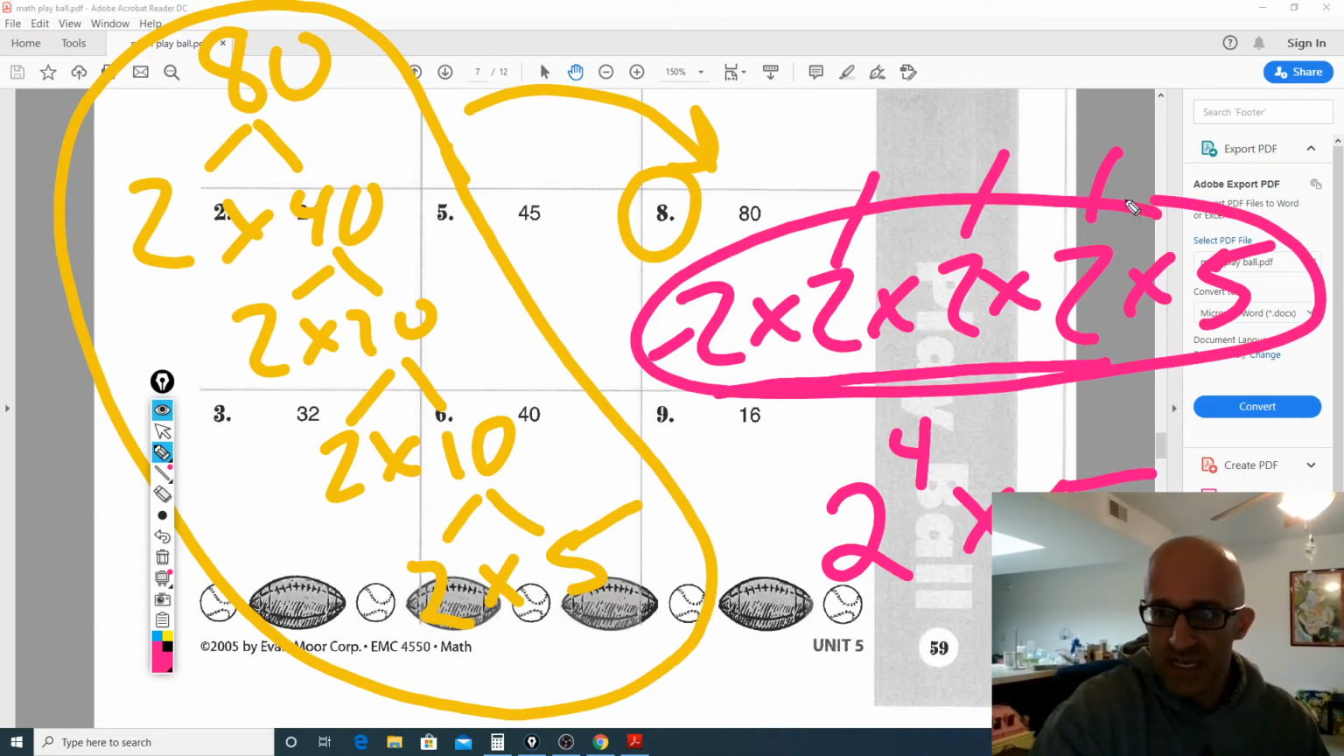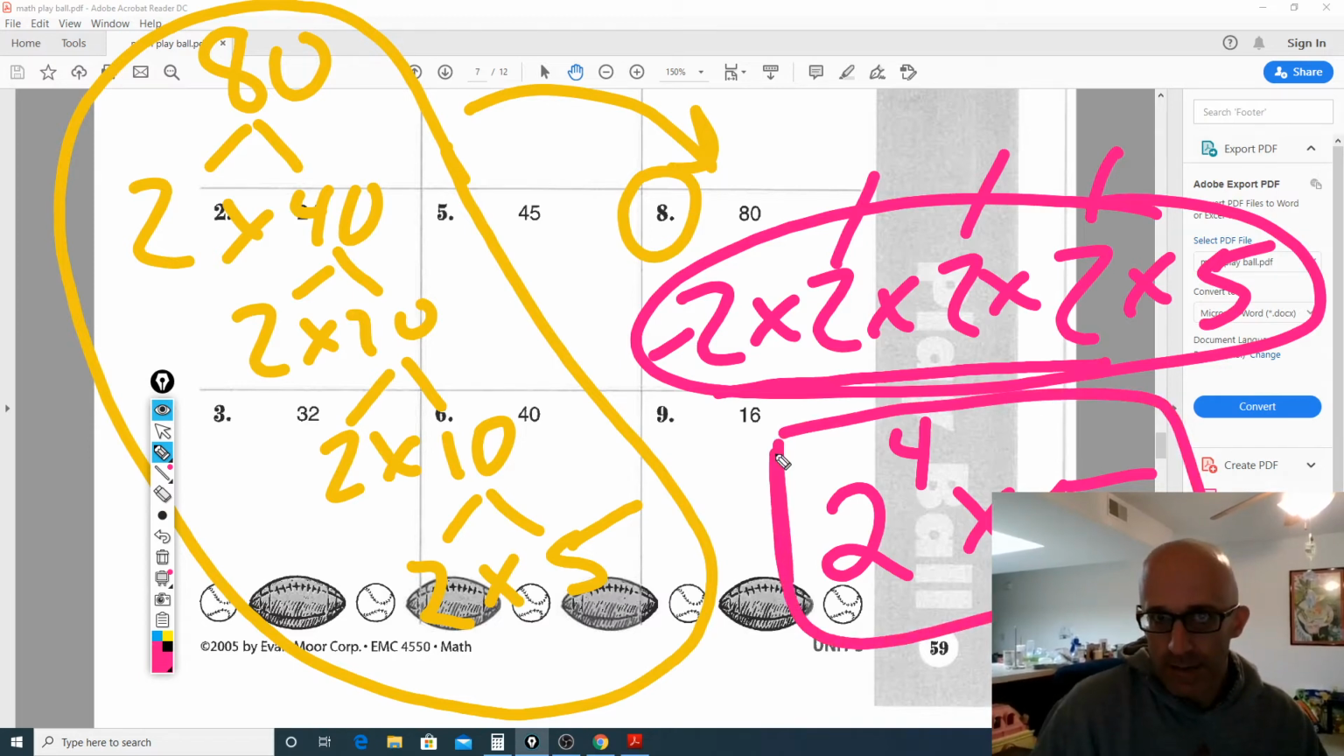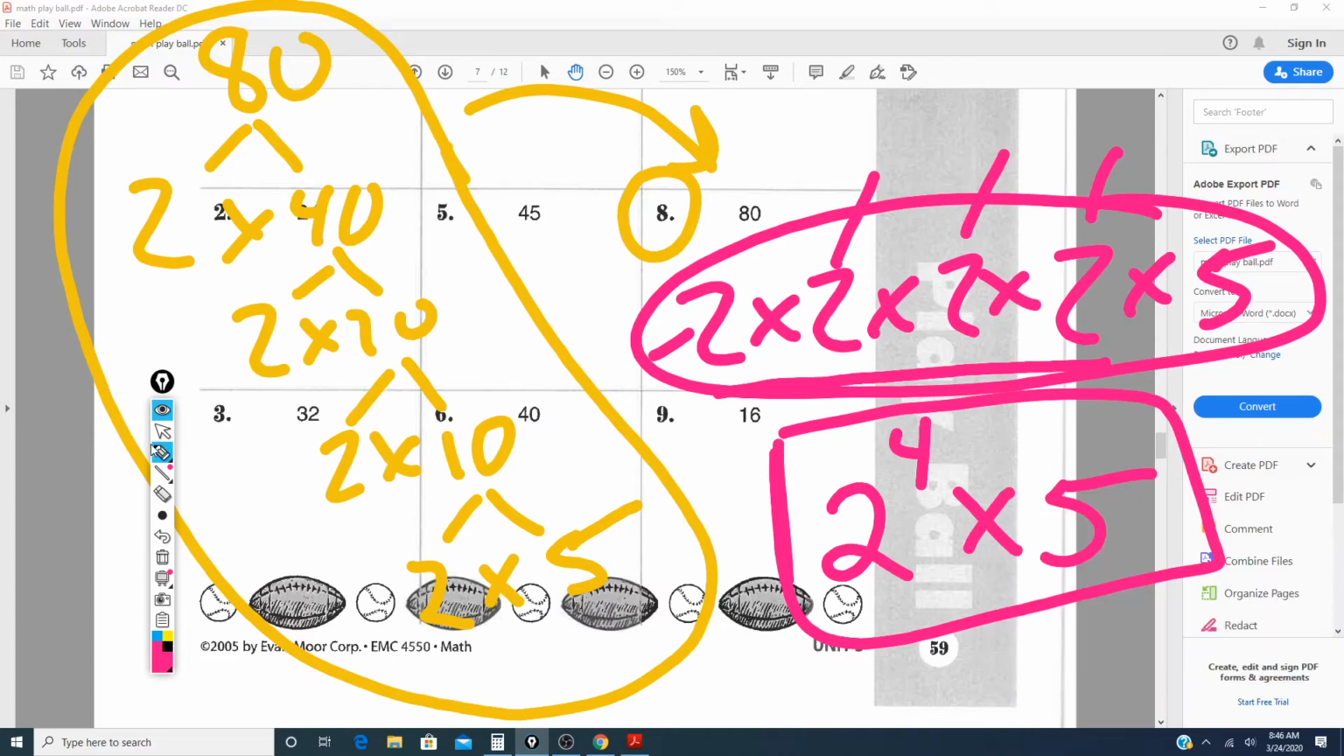So 2 times 2 times 2 times 2 times 5 is the prime factorization, and put into a simplest form, it would be that right there. Let me clear my screen. Hope that helps a little bit.